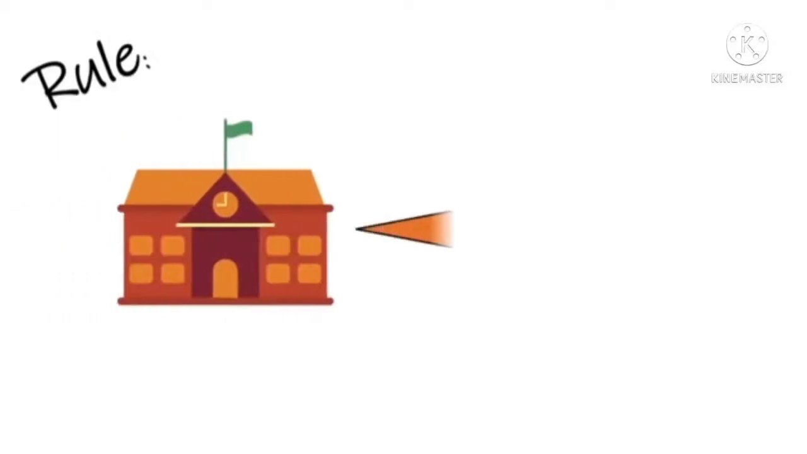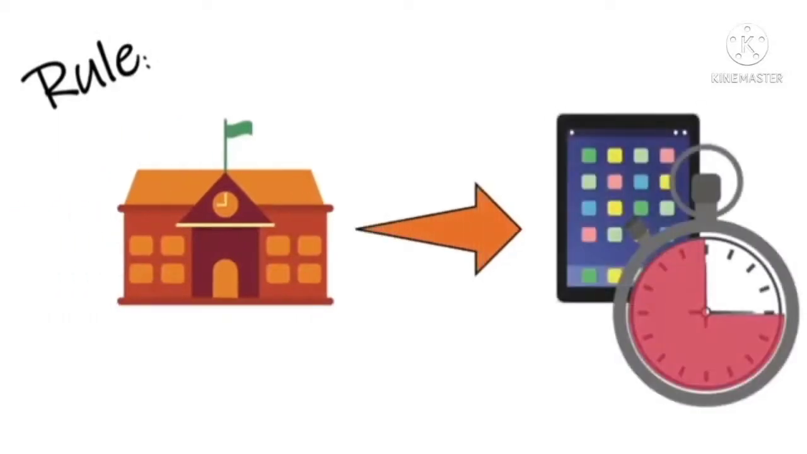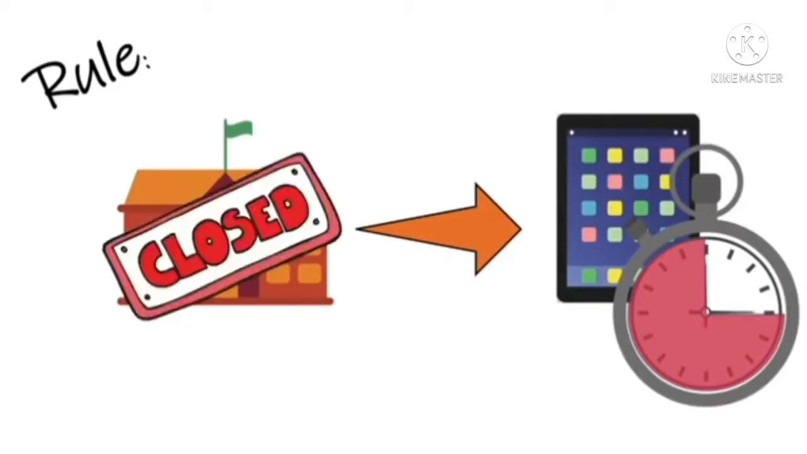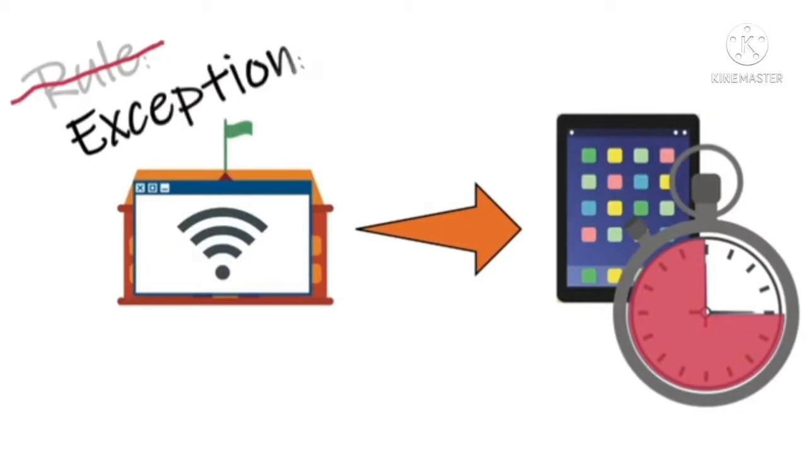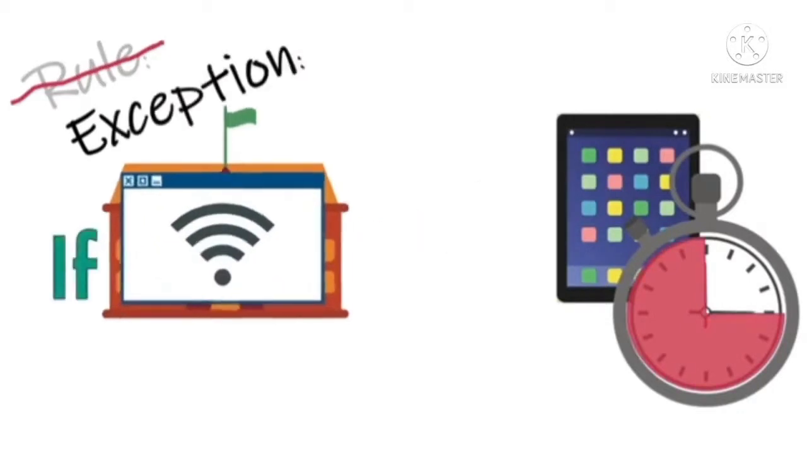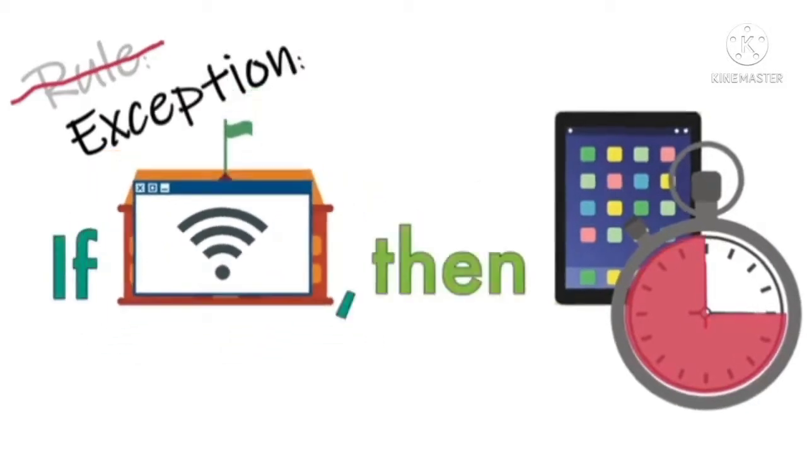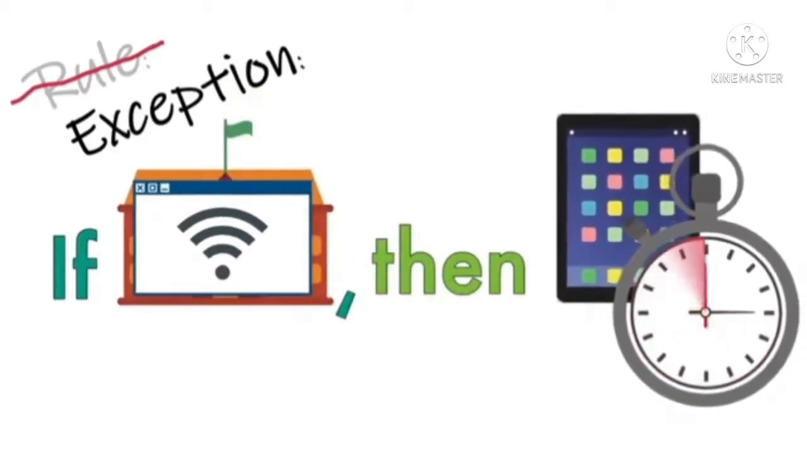Conditions like this are all around you. Let's say a rule in your house is that on a school day, you can only use electronics for a certain amount of time. But what if your school building is closed and you have to do class online? Then an exception to this rule must be made. If school is online, then you can spend more time on electronics.